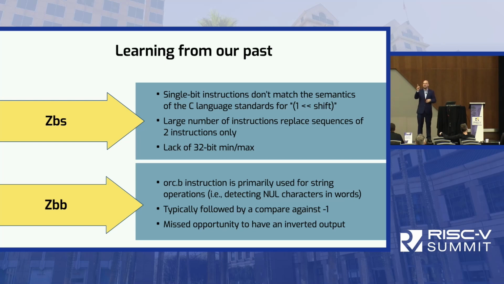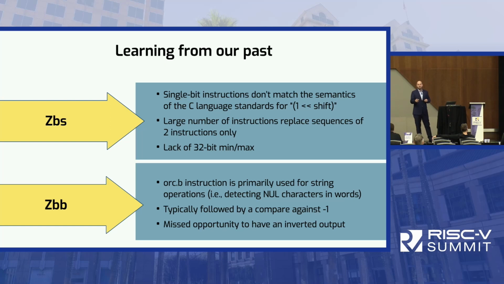So there's one instruction in there that is a very good example of what we would have done differently had we done the full cycle, which is ORC-B. This instruction, as it was originally intended, is really only used for string compares, or for determining when a byte contains a null character, so string length, string compare, any of those. We even have an example in the back of the bitmap specification where we're giving sample code for each of these. The interesting thing is that it is always followed by a compare against -1.